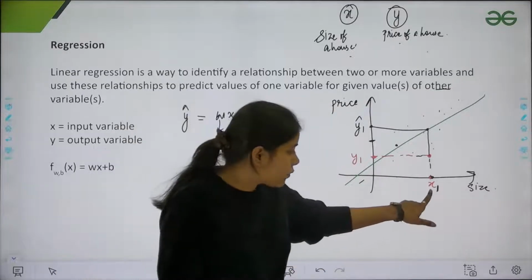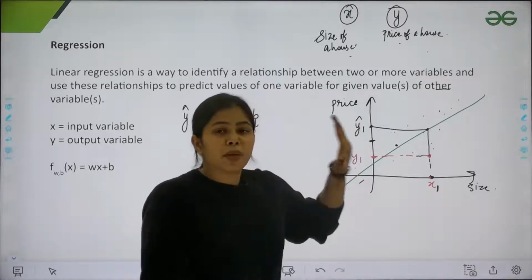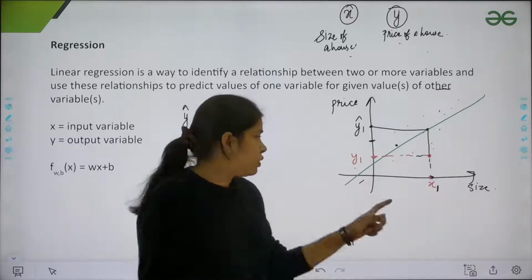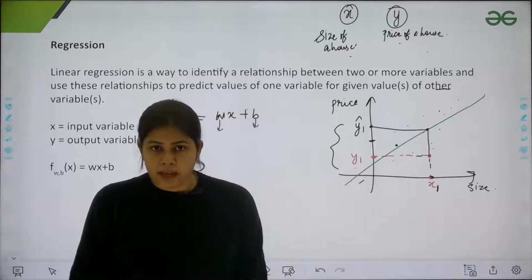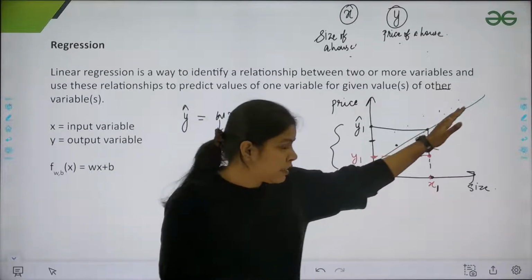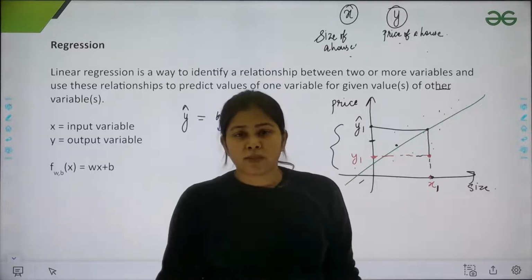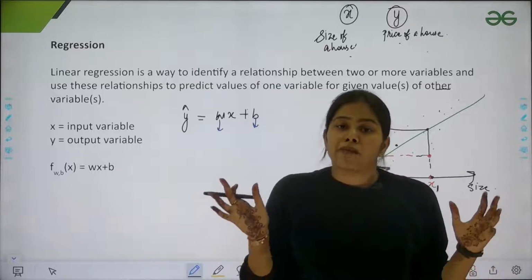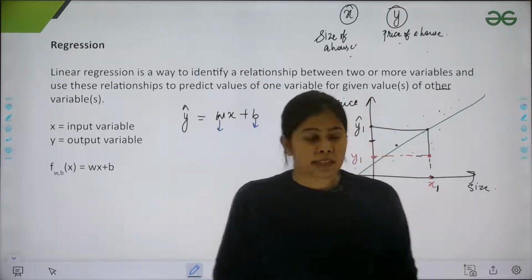For this x1 size of a house, my actual value is y1, my predicted value is y1 cap. So there is a difference between these values, right? There is some error. This line is giving me some error. And what I want to do with this machine learning model is minimize this error, right? What would happen if I minimize this error?